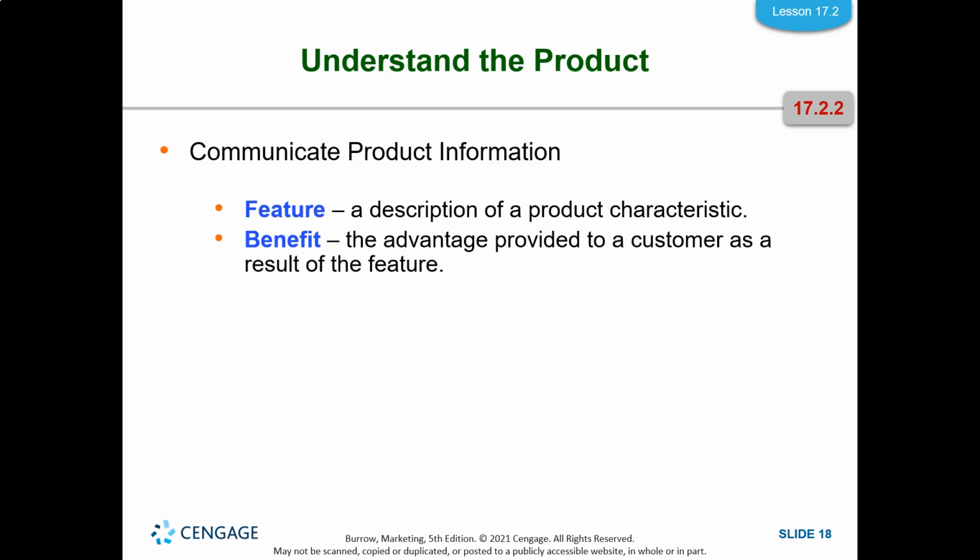Part of the understanding the product portion is communicating product information. So we have 2 terms here with definitions. One is feature, a description of a product characteristic. And 2, the benefit is the advantage provided to a customer as a result of a feature.